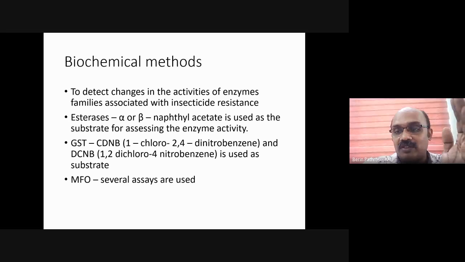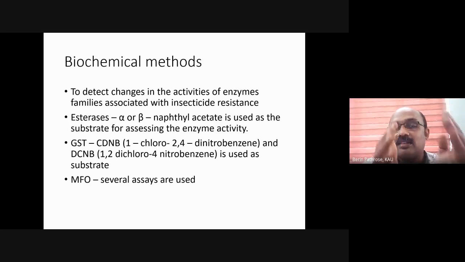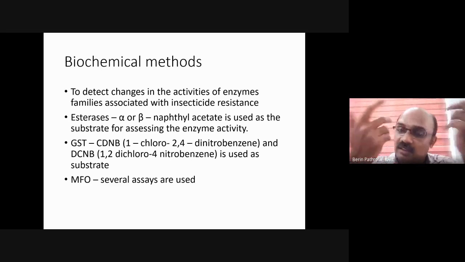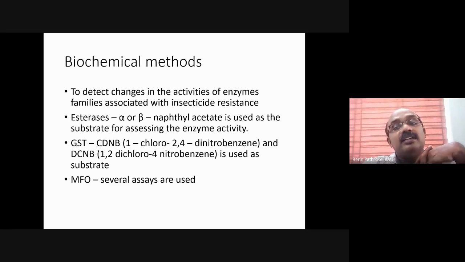So we'll have a reference of the susceptible insect. We'll have the measurement from the resistant insect. Compare these two. If the resistant insect is having a higher level of GST, then we will say that the resistance is due to higher GST activity.